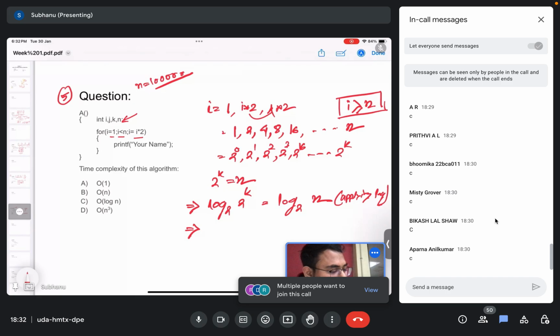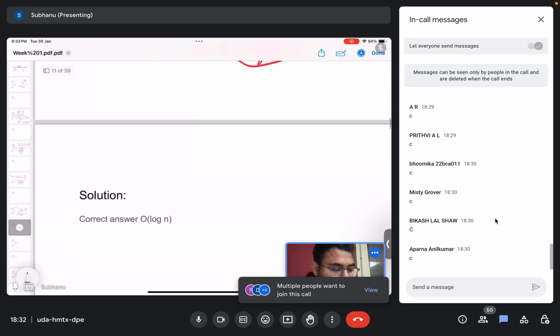So this k will come here, and log 2 base 2 will become 1, and it will remain the same, log n. So this log n is our answer. So C is the correct answer. So I think for this question everyone has given the correct answer.